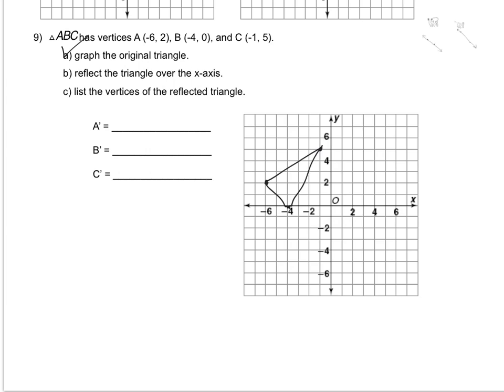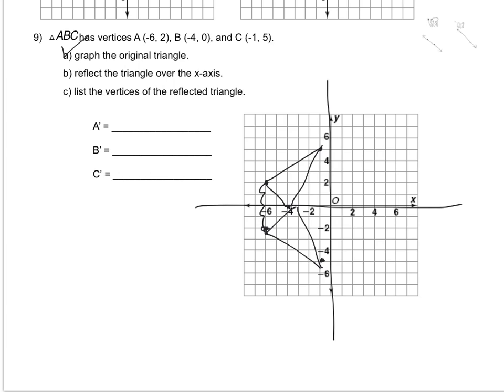B says reflected over the x-axis, so here is the y-axis, and I just noticed something that on the review sheet PDF, I reflected over the y-axis and not the x-axis, so here's the x-axis. So what we're going to do is go 2 places in the opposite direction, so here's a point right here. And then 1, 2, 3, 4, 5 places in this direction. So it should look something like this.